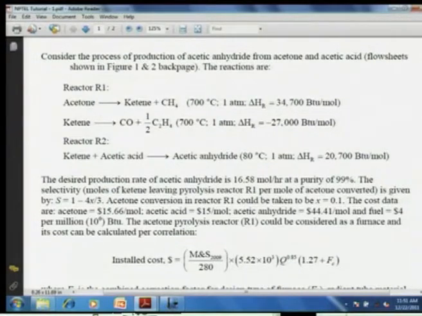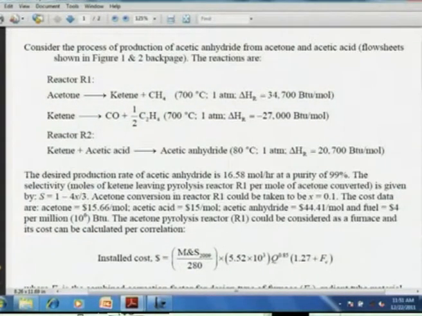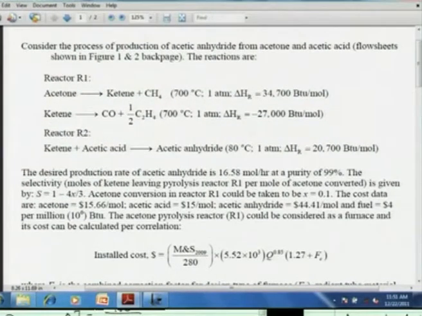of 700 degrees centigrade, pressure of 1 atmosphere. Since this is a decomposition process, it is endothermic and the heat of reaction is 34,700 BTU per mole of acetone. The ketene is an unstable species which can further decompose to carbon monoxide and ethylene. This side reaction also occurs at the same temperature and pressure, but since it is a dissociation process, it is exothermic, and the heat of reaction is minus 27,000 BTU per mole.